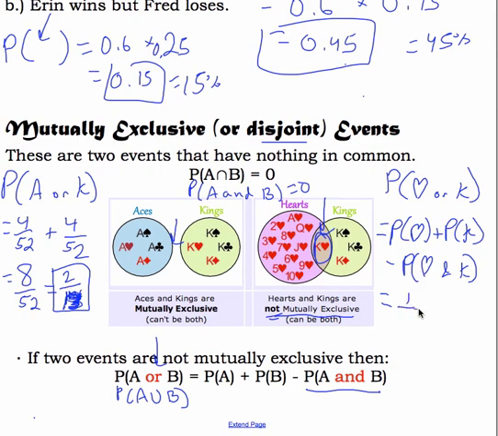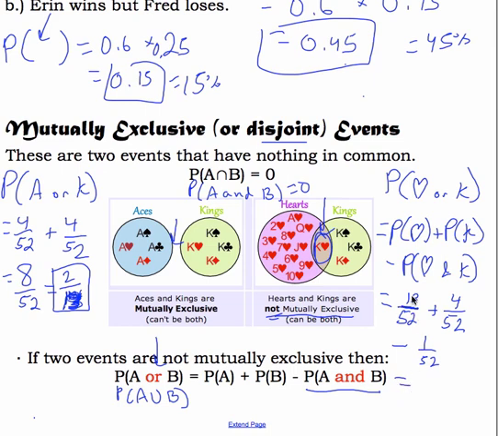Actually, I'm not going to write a quarter because I want my denominators to be the same. So I'm going to write that quarter as 13 out of 52. Okay, there are 13 hearts in the deck. So 13 out of 52 plus the probability of getting a king is, well, there's 4 kings in the deck, so that's 4 out of 52. But you have to subtract the probability of heart and king, and there's 1 card that's a heart and a king, so I have to subtract 1 out of 52.